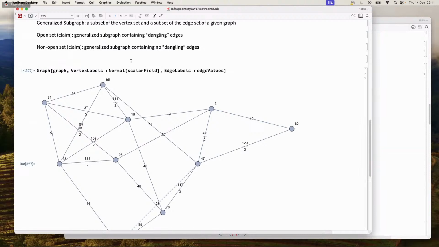Okay, a dangling edge. Let's define what a dangling edge is. A dangling edge is an edge that lacks either one of its nodes or both its nodes. Yeah, an edge at least one of whose endpoint nodes is missing from the vertex set of a generalized subgraph. Right. Now, could both of them be missing?